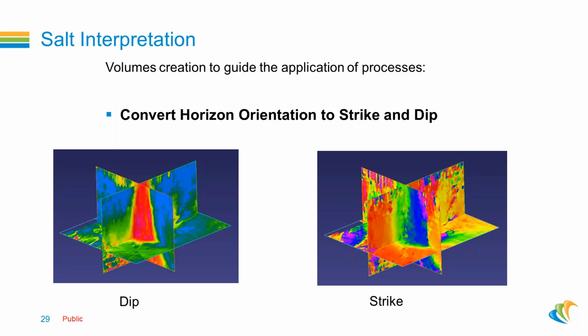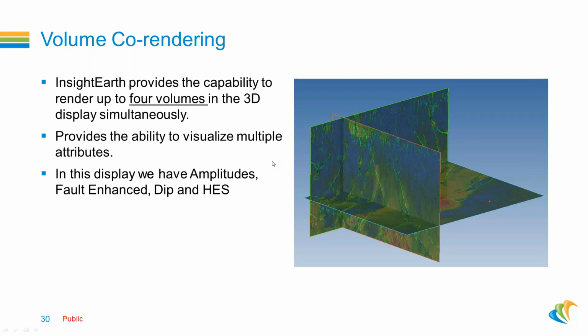We are creating one volume called horizon orientation, and we are splitting that into the dip and strike, and then we will use this dip attribute to try to see exactly where the boundaries are.